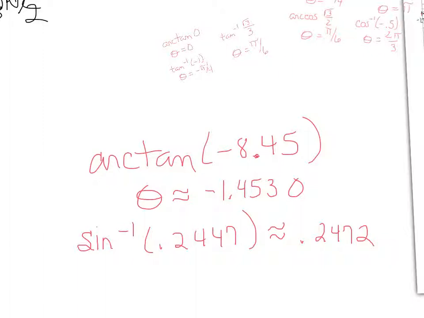All right. What about the arc cosine of 2? Why do you think you got an error? Because this is larger than 1. But I thought cosine was between 0 and pi.